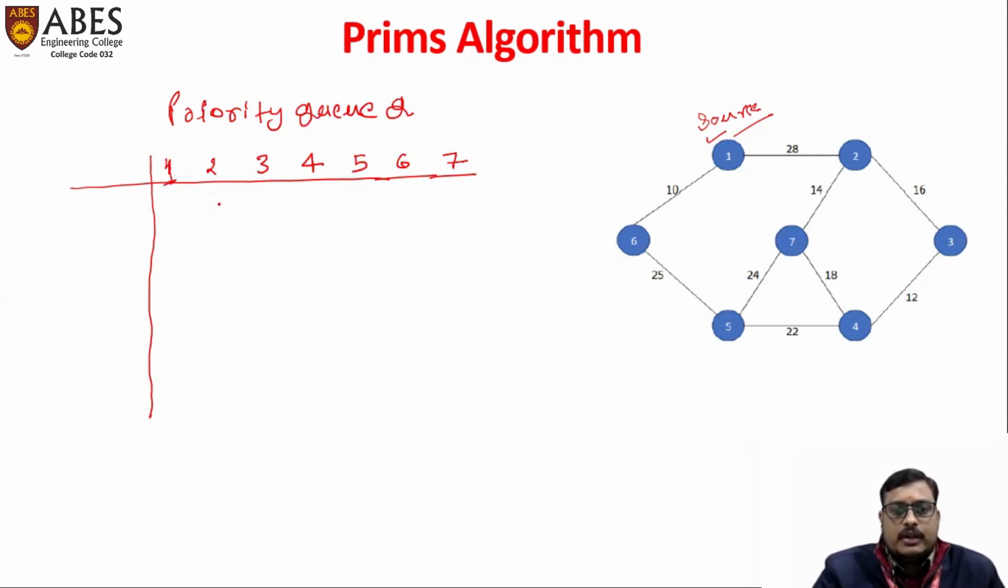What we'll do in the initial condition, we'll put the cost of all the vertices as infinity, and the source, because we have selected 1 as the source node, so we'll put the cost of this vertex as 0. And we are not having any parent of this because the cost is infinity. So we will put the parent as nil for all these vertices.